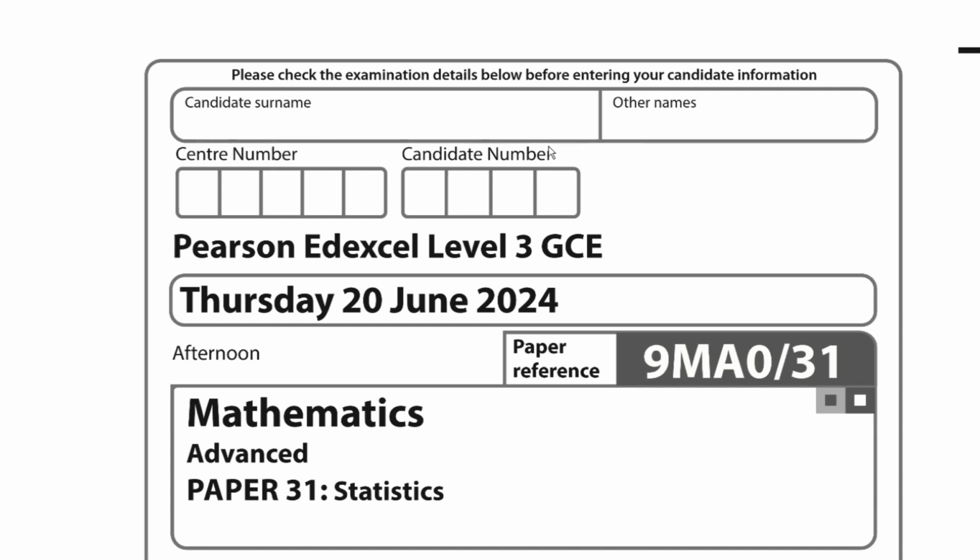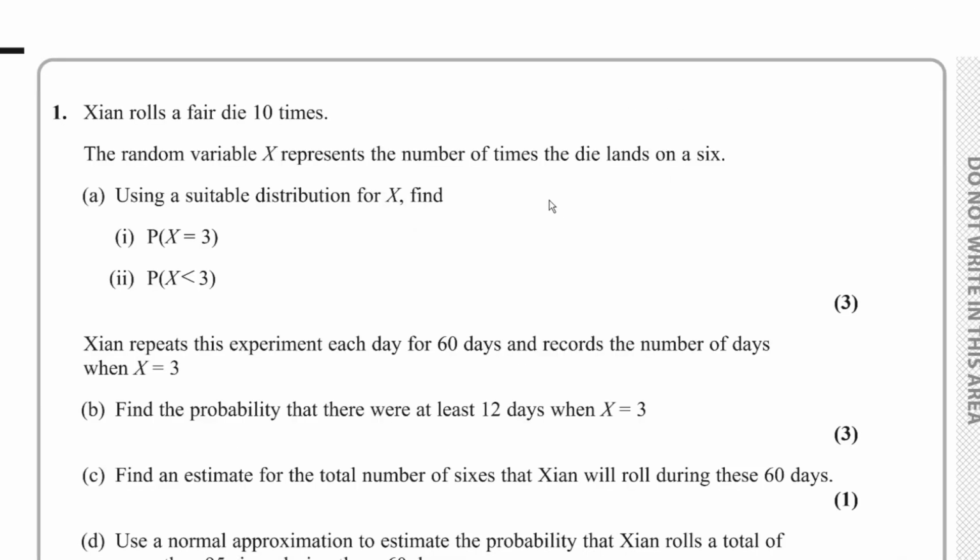This is the Edexcel A-Level Maths Paper 3 from the 2024 series, and in this paper we will be taking a look at the statistics module. Question number 1.